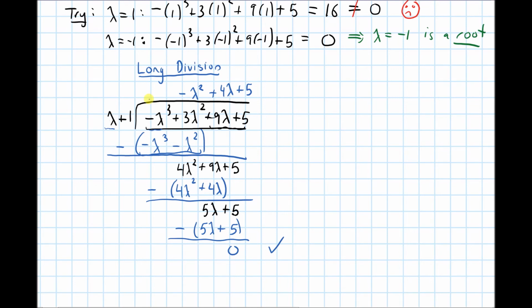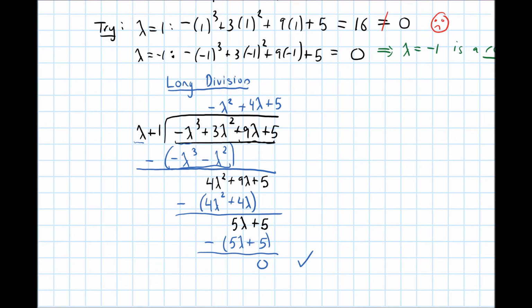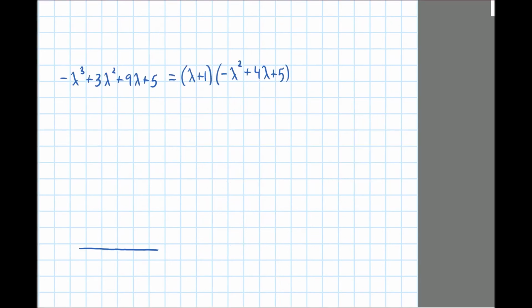So at this point, we can factor our polynomial. We now know that negative lambda cubed plus 3 lambda squared plus 9 lambda plus 5, when we factor it, equals lambda plus 1 times this term at the top, this quadratic, negative lambda squared plus 4 lambda plus 5. Okay, so now what's left to do is factor this quadratic, and that's not too bad. Okay, so I've carried this over to the next section of the page where I have a little bit more room to write.